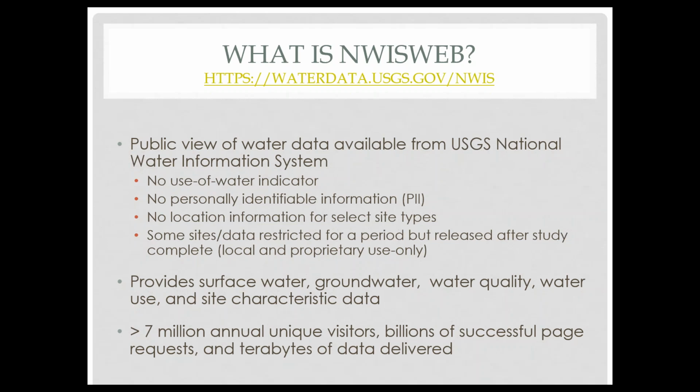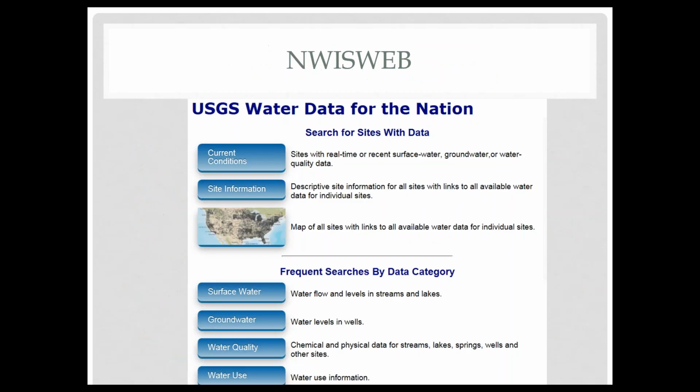But NWIS Web does have surface water, groundwater, water quality, and water use data. There are more than 7 million visitors to this site every year. In this, you can get current conditions. These are the near real-time water data. That data is transmitted by instrument through the satellite or telephone to the office or computer, and that's what we call our current conditions information.